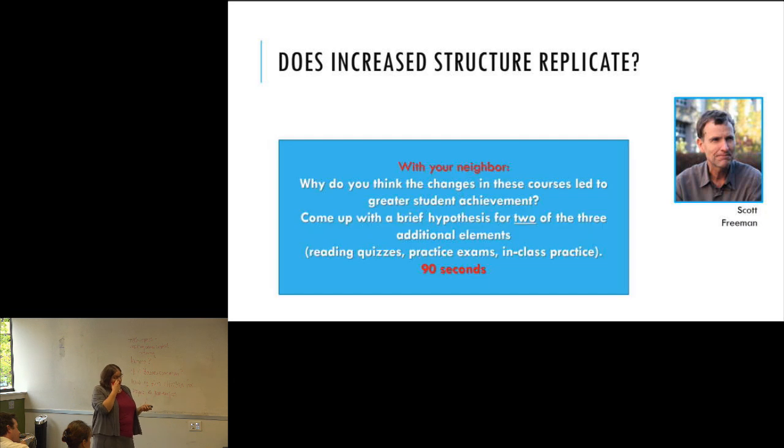So with your neighbor, think about these things. We talked about reading quizzes, preparatory assignments, we talked about these practice exams that reviewed class, and we talked about active learning. Why do you think those changes could influence student performance? Why do you think they led to greater achievement? What are they doing for the students?